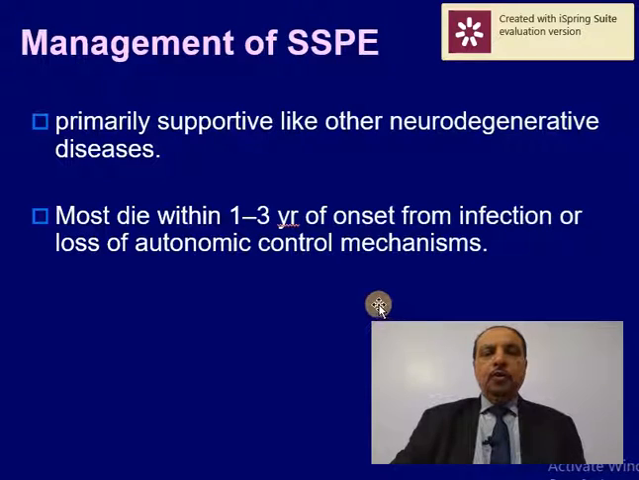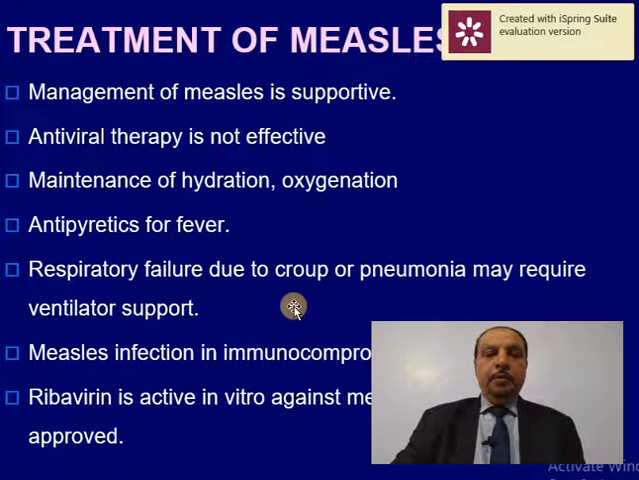The management of subacute sclerosing panencephalitis: we told it is a fatal disease. That's why the management is only supportive. And most die within 1 to 3 years of onset of infection, or because of loss of autonomic control mechanisms.